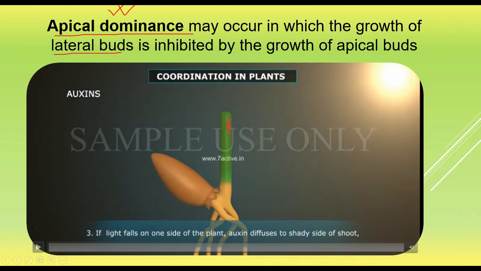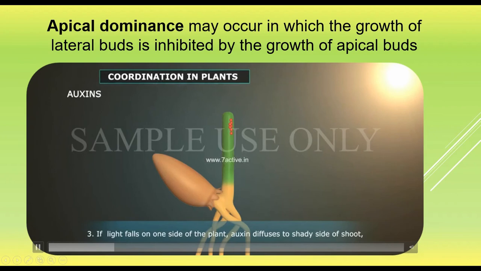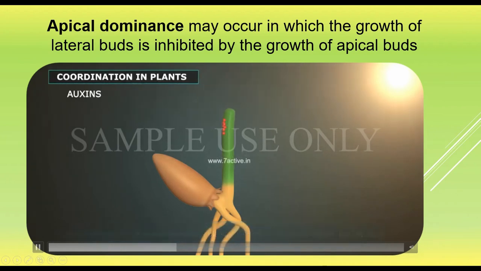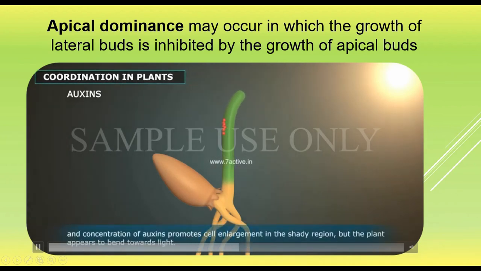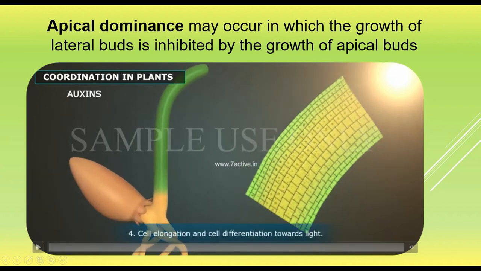This is the sun, the side of the stem which is nearer to the light. Here the auxin concentration increases. This auxin then diffuses to the darker region and is responsible for increasing the rate of cell division. Auxins are synthesized in the lighter region and diffuse to the darker region, increasing the rate of cell division there, and here the rate of cell division is less. Differential cell division helps in bending of the stem towards the light, that is phototropism.